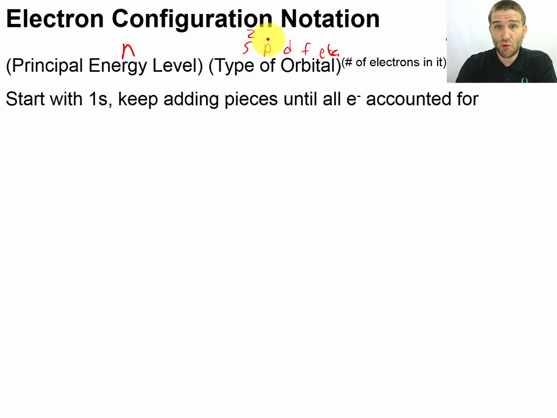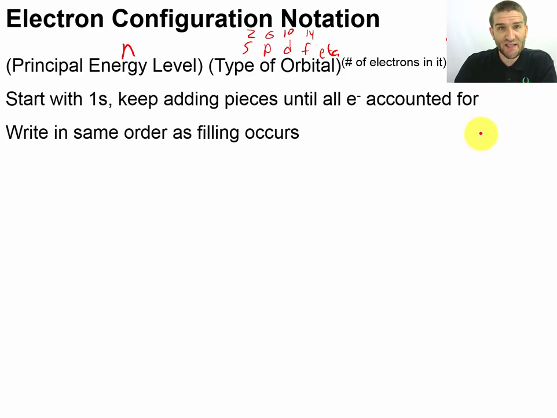So 2, 6, 10, 14. Notice that it's 1 times 2, 3 times 2, 5 times 2, and then it'll be 7 times 2. Quick way to see how many electrons can fit in each of these. And we'll keep on adding until we've used up all the electrons that our atom or ion should have. So let's look at an example.